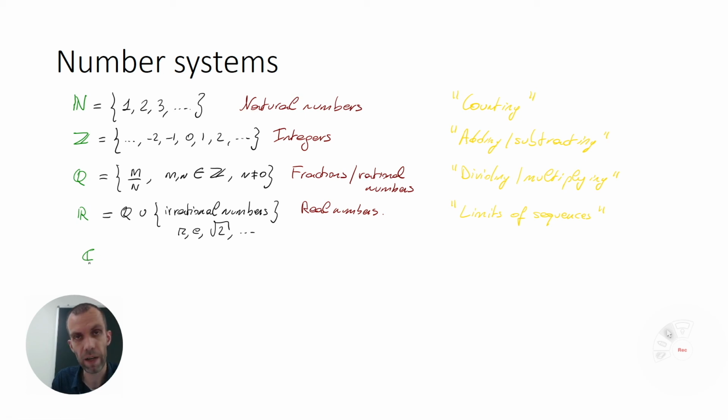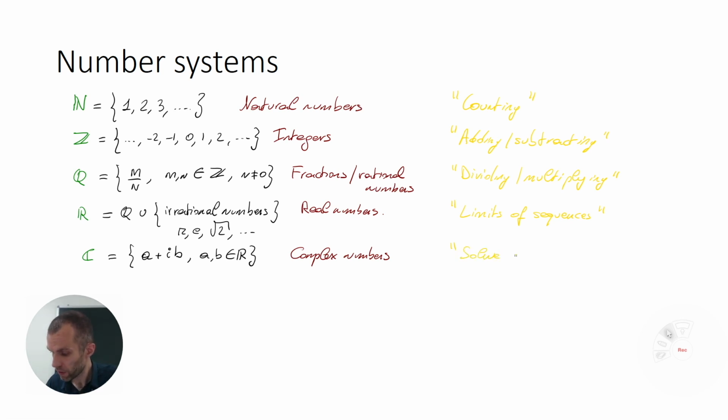So we'll denote it by capital C, like this. So it's the set of all numbers a plus i times b, where a and b are real numbers. So these are the complex numbers. And how do they arise? Well, basically, as we just saw, if you want to be able to solve arbitrary equations, then you have to admit complex numbers.